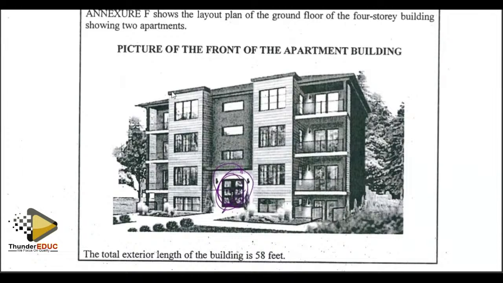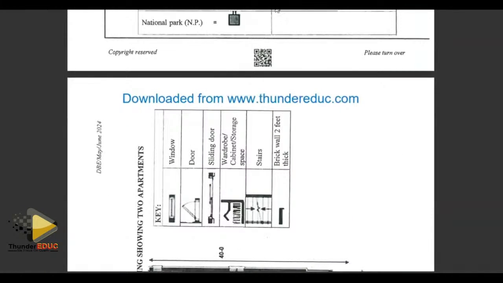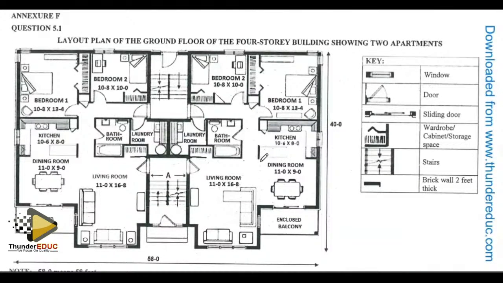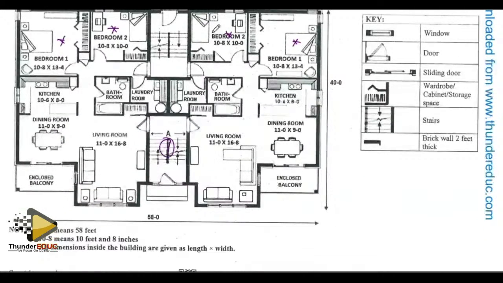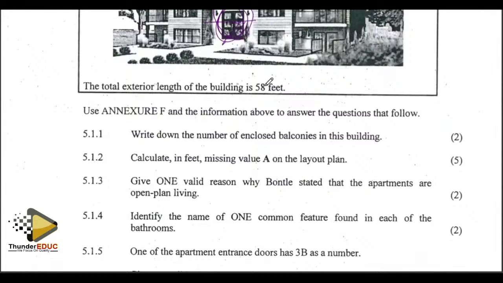Anyway, let's go to our next one. You see how it looks like. Okay. This is the floor. Actually, these are 2 apartments when you check it very well. Bedroom 1, bedroom 2, bedroom 2, bedroom 1. They look alike. All right. And in between, these are the stairs. Anyway, let's continue to see. The total exterior length of the building is 58 feet. Use extra F and the information above to answer the questions that follow.